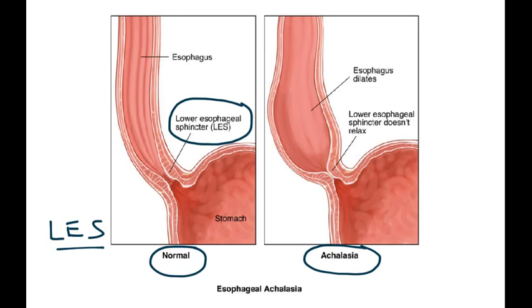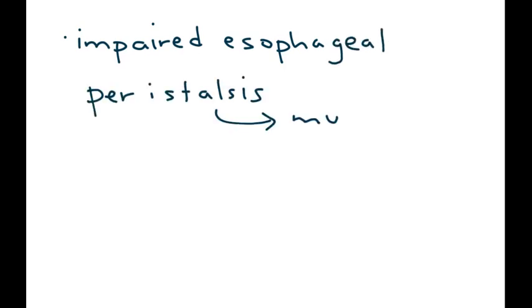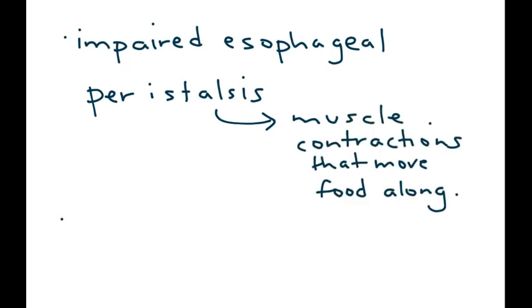What happens in achalasia is that sphincter does not relax, and that way food cannot pass from the esophagus to the stomach, and as a result food or liquids build up in the esophagus, and as a result the esophagus will dilate. Some of the key features of achalasia is that you have impaired esophageal peristalsis. Peristalsis is essentially muscle contractions that move the food along. And as I showed in the diagram, you also have lack of relaxation of that very important lower esophageal sphincter.